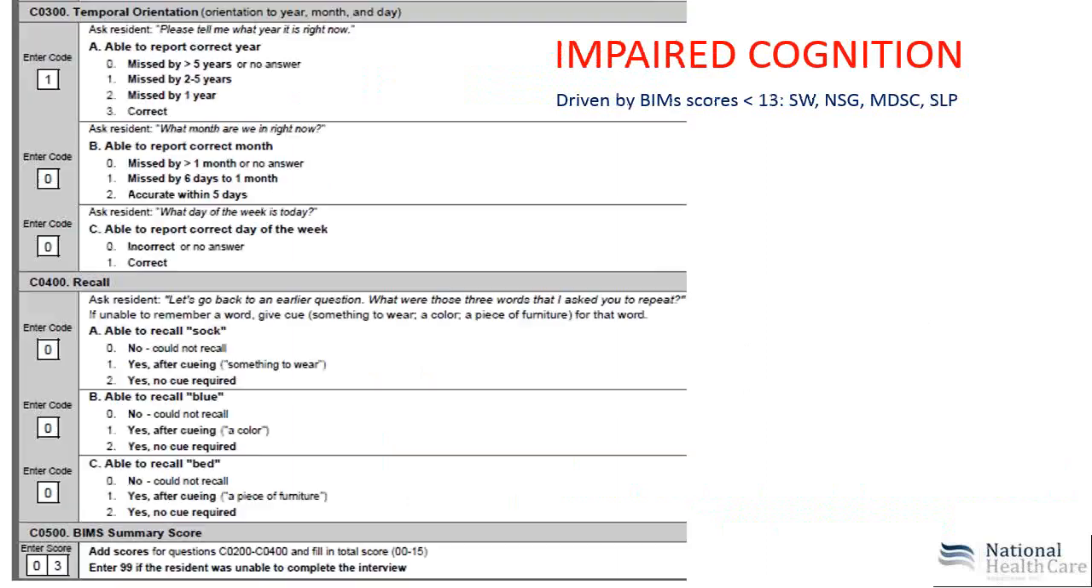Impaired cognition is the next driver, and this is just a sample of what the BIMS interview looks like.